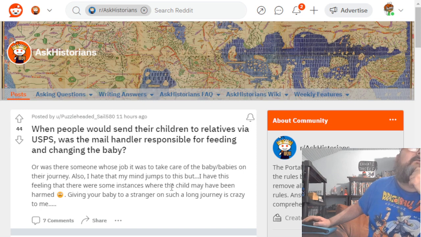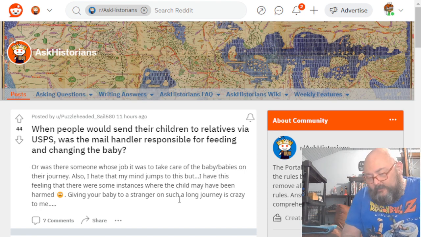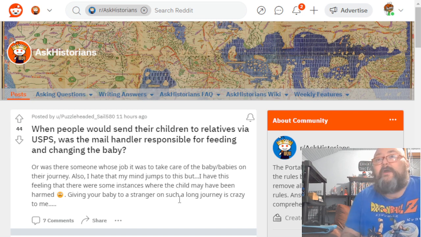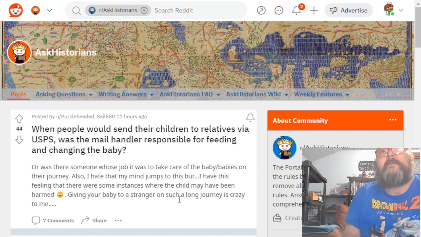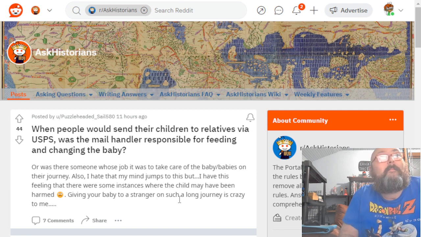Babies being sent in the postal service. It's not just babies, it's young children. Sometimes they were like 5, 6, and it's like, we're going to send you to your grandparents, but your grandparents live all the way over there. So they would be sent via mail because it was cheaper.